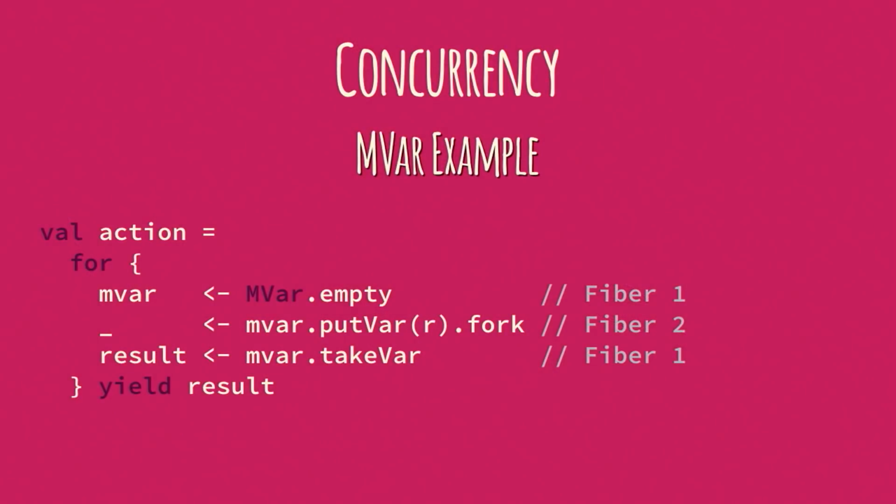And here's an example where we create an empty MVar. An MVar, by the way, is a 0 or 1 element blocking queue. It doesn't actually block in Scalaz 8. It's totally asynchronous, but you can think of it as a 0 or 1 element blocking queue. So create an empty MVar, and then from another fiber, which we're just going to fork off, we're going to put something into the MVar, and then from the original fiber, we're going to take it. And what happens is this line here actually suspends until this one runs and puts something in the MVar so that there's something to take.